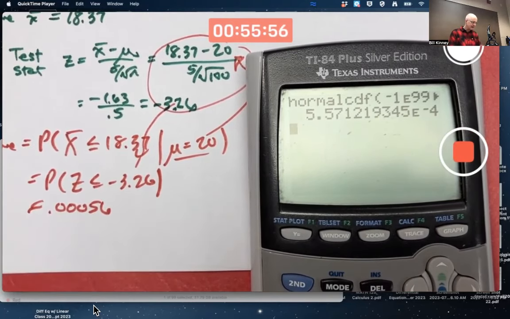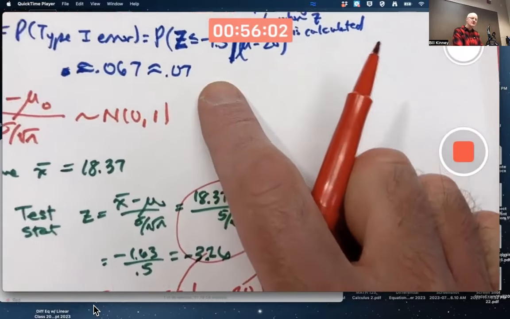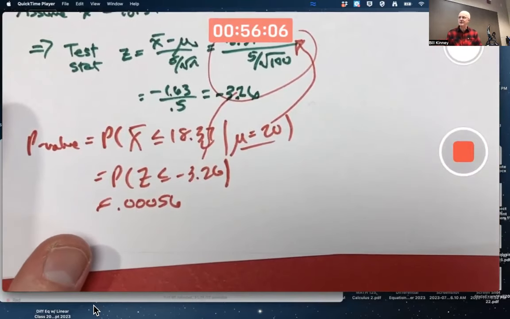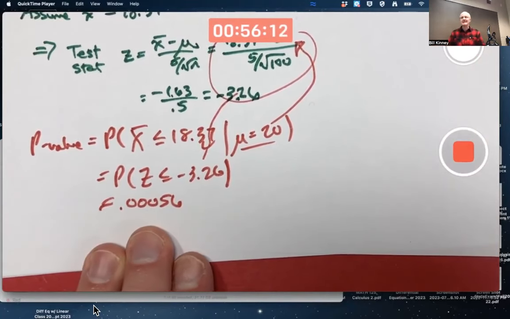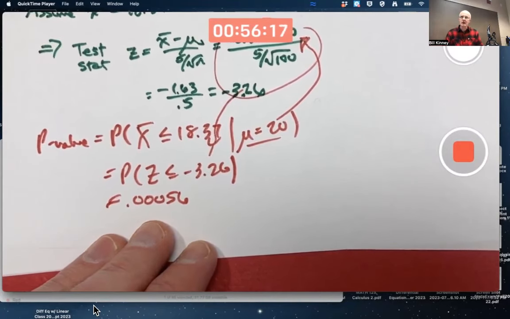Yeah, a very small p-value, certainly smaller than alpha, which was 0.07. So if I want to compare it to alpha, I would certainly say, yes, reject the null. But even if I didn't think about alpha, just looked at the p-value, I'd say that's so small, it would be crazy not to reject the null. I'm going to reject it. You don't have to think about the critical region.